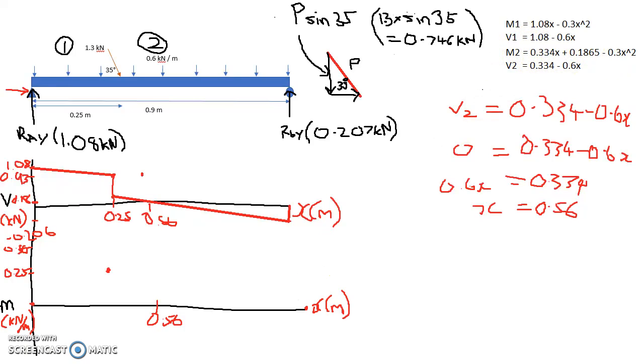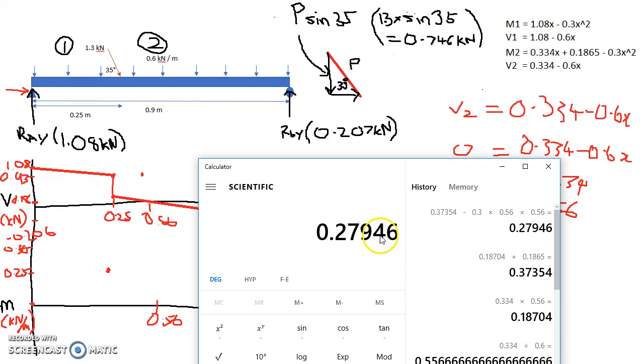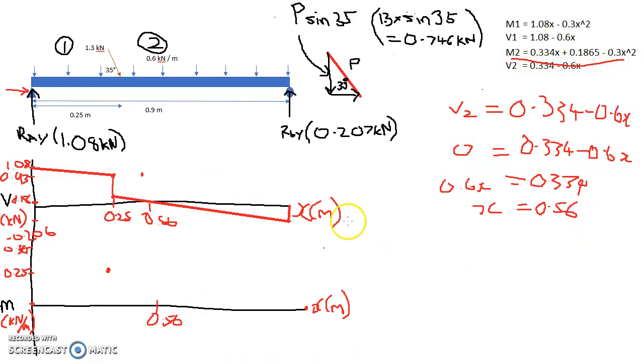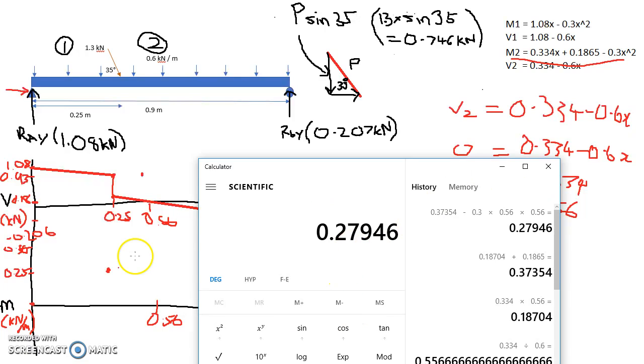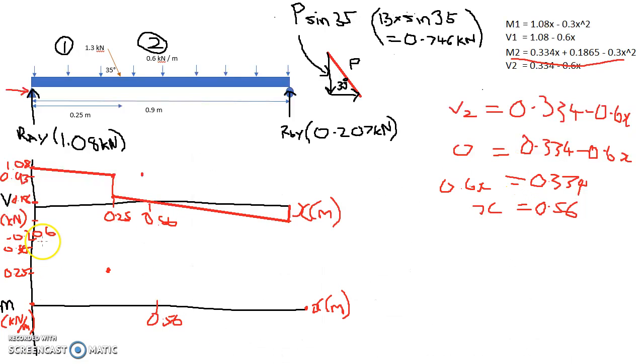I'm just going to pause it and do that calculation to save some time. So there's my calculation. It's 0.28 roughly kilonewton meters at that 0.56 meter mark when I plug that into this equation to find my maximum. It's 0.28. So this is not 0.56 here. It's 0.28. So my curve is going to go up until 0.28 and then drop back down. So it's going to look something like that.